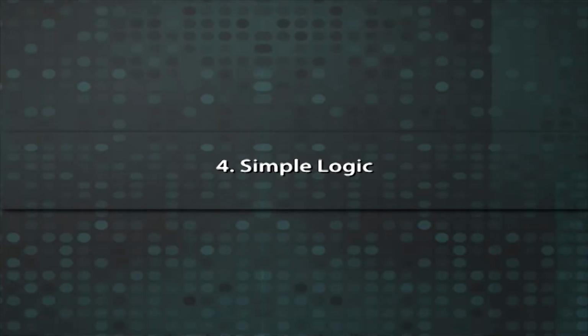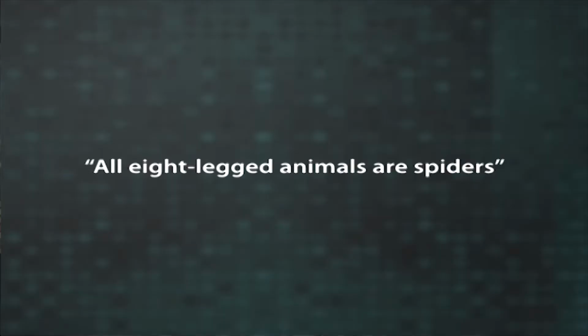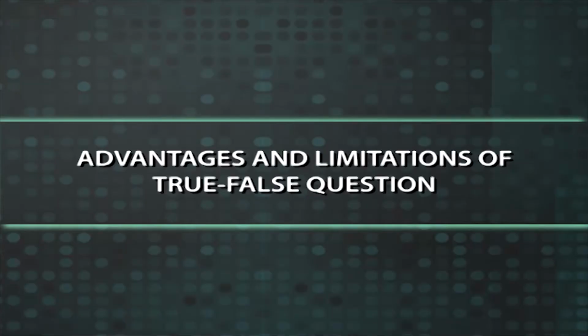4. Symbol logic. Some symbol aspects of logic can also be measured through true false questions. The example given states that all 8-legged animals are spiders. Here the converse of the statement is true, that is, all spiders are 8-legged animals, but all 8-legged animals are not necessarily spiders. Students have to reach the answer through certain steps of logical thinking which can be tested through this question. Advantages and limitations of true false question.